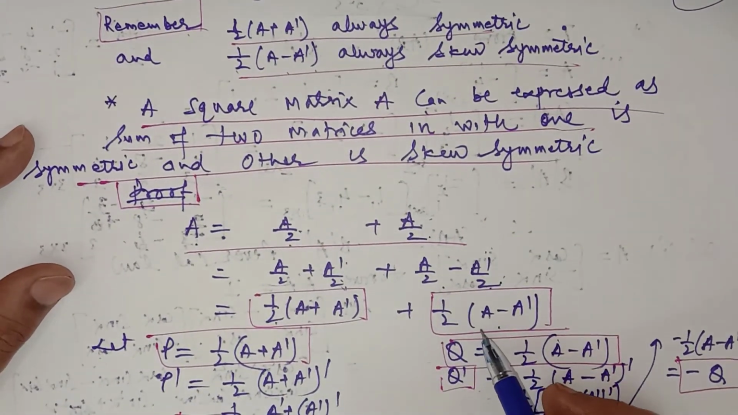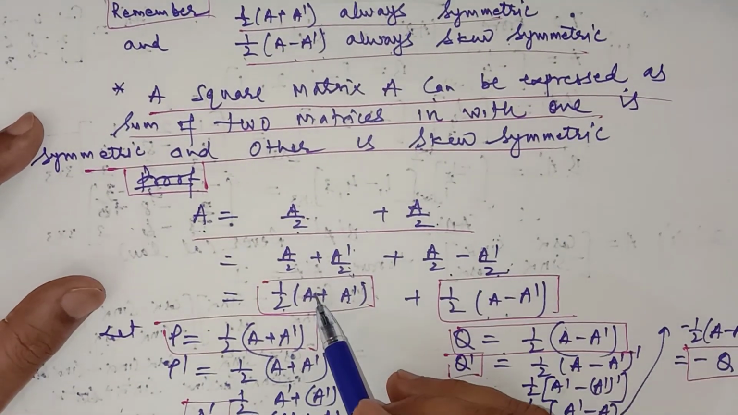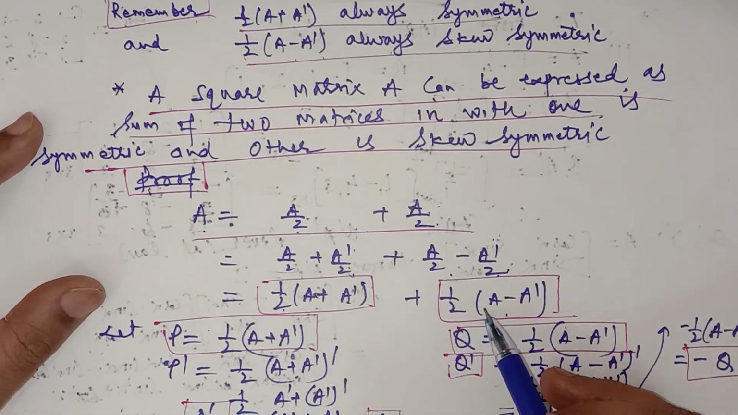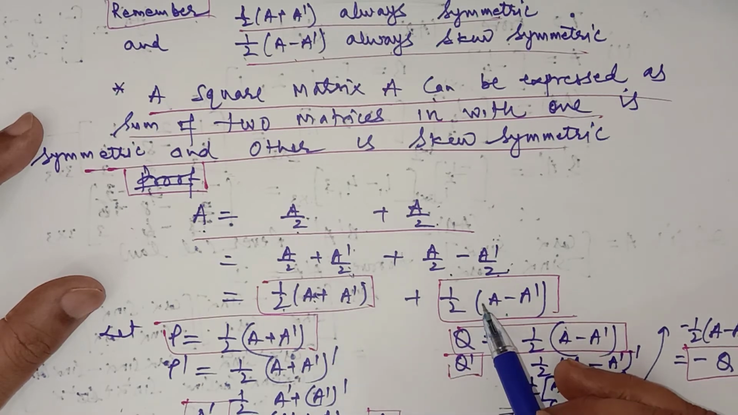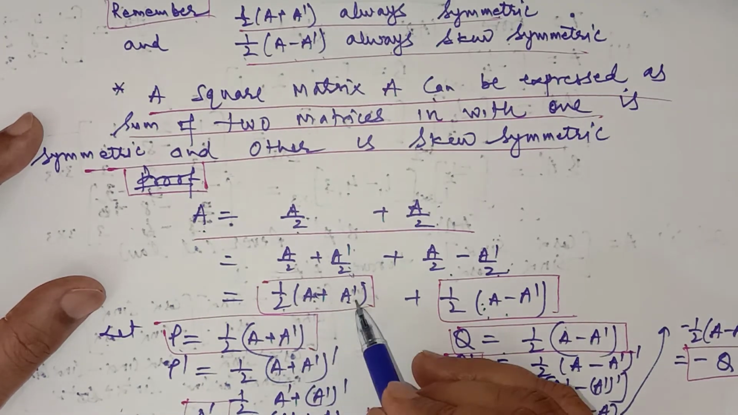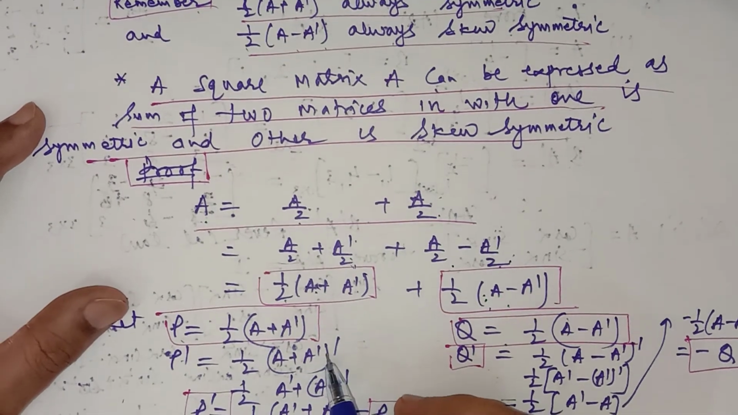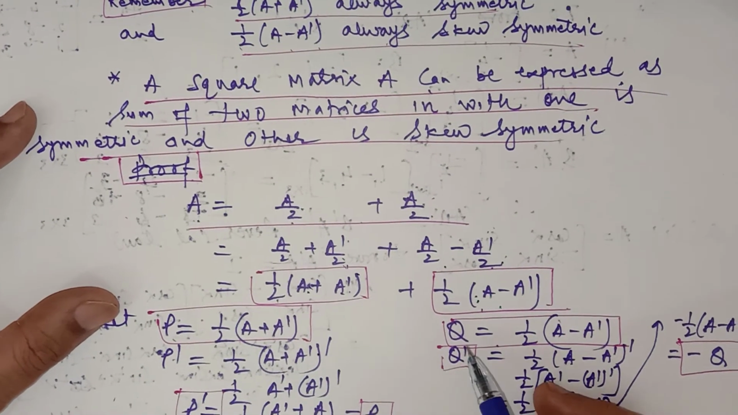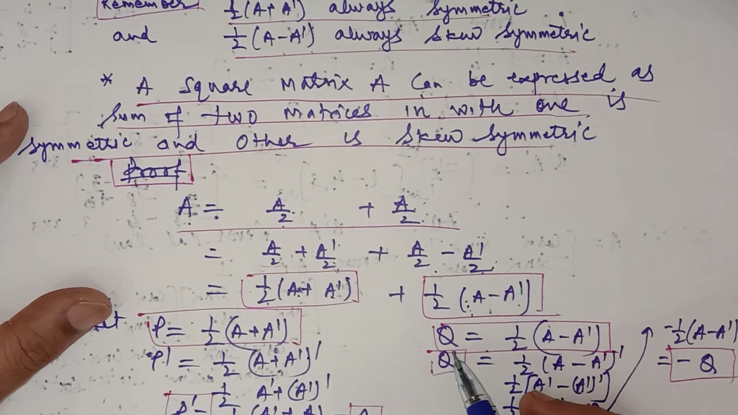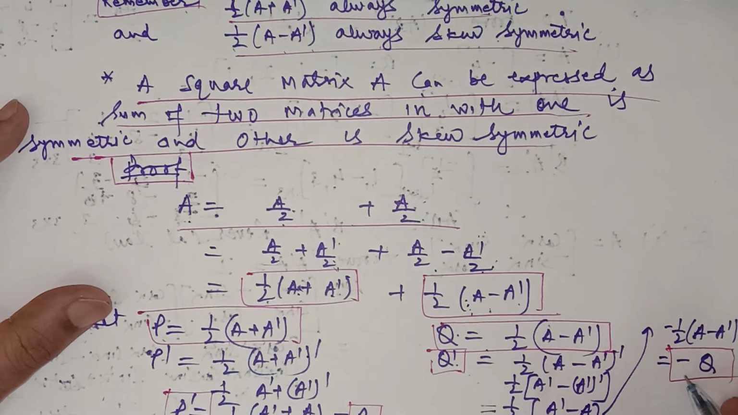Now I'll prove that P is symmetric and Q is skew symmetric. One part is symmetric and another part is skew symmetric. Now P is half (A plus A transpose). Taking transpose on both sides, because to prove that it is symmetric, P transpose must be equal to P. And for half (A minus A transpose), which we let equal to Q, Q transpose must be equal to minus Q.